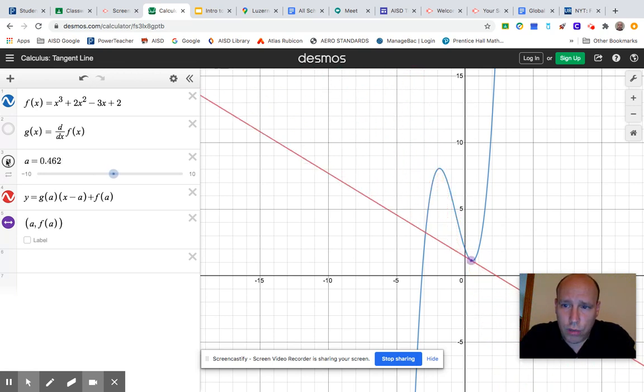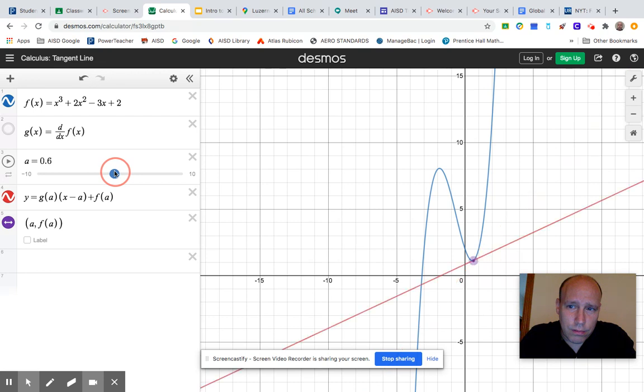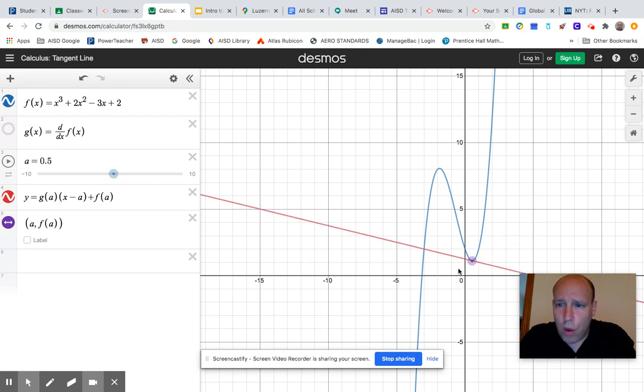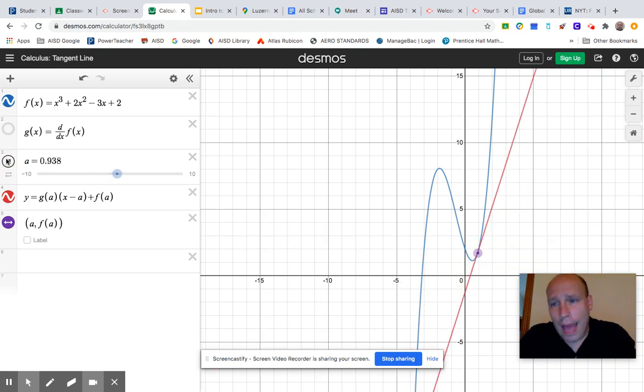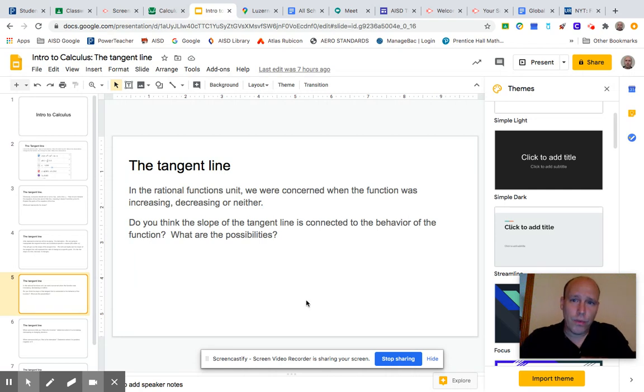Let's pause it right here. Let's move it. What's going on there? We have a turning point. The function is neither increasing nor decreasing, and that corresponds to zero slope. Now the function is increasing, and that corresponds to a tangent line that has a positive slope. That's the connection.